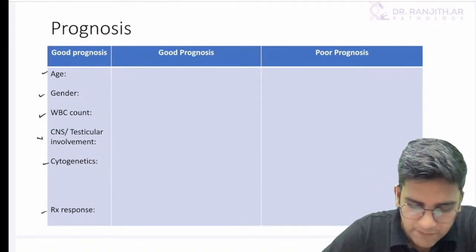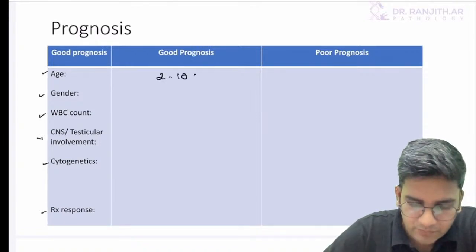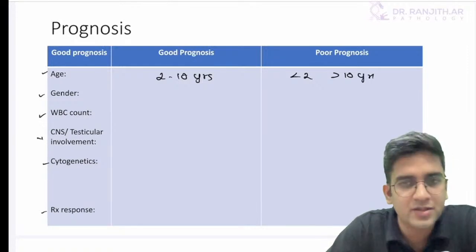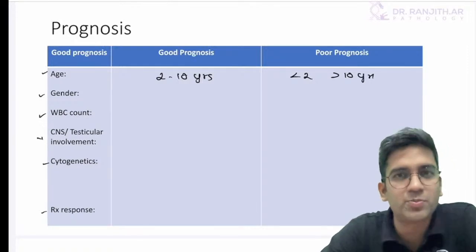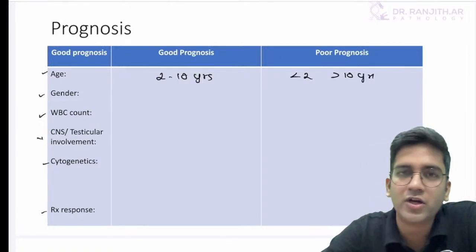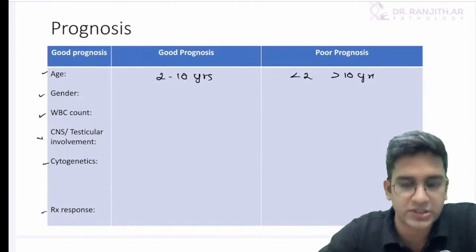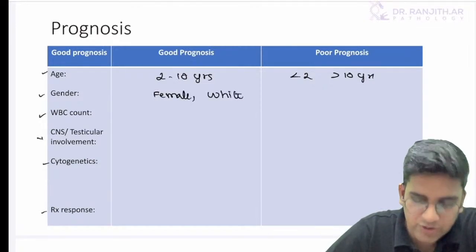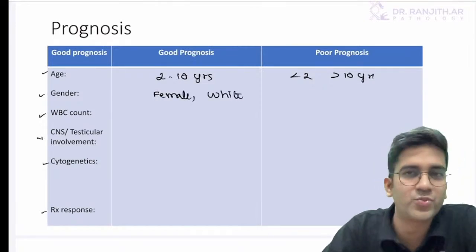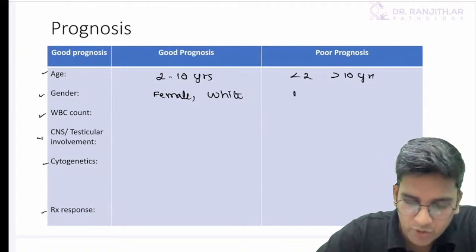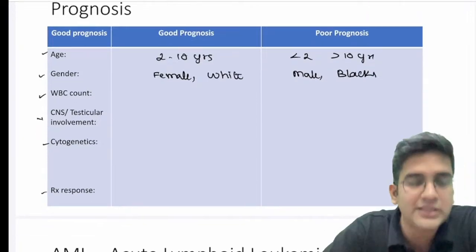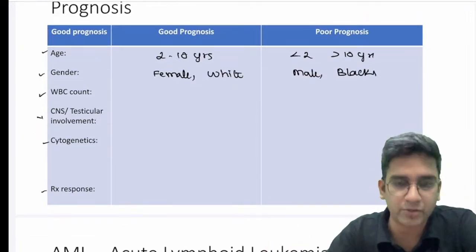Good prognosis: age 2 to 10 years. Bad prognosis: less than 2 years, more than 10 years. Some books say 12 years. In simple terms, if it's in a child, good prognosis. An infant or very young child, or an older elderly person, definitely a bad prognosis, right? Okay. Gender: female, generally a good prognosis. And white is generally a good prognosis, though it's a kind of lopsided argument because whites have more access to healthcare. So male, and blacks, African American, especially with the US data, have a little bit of a bad prognosis.